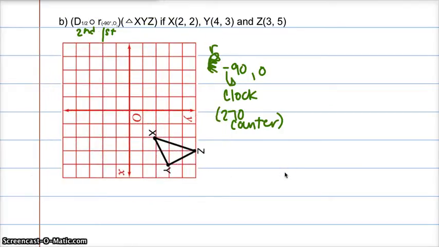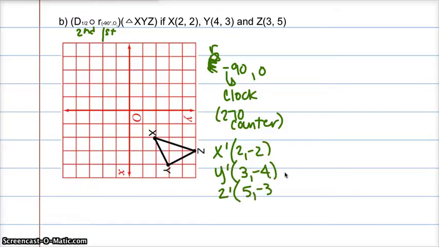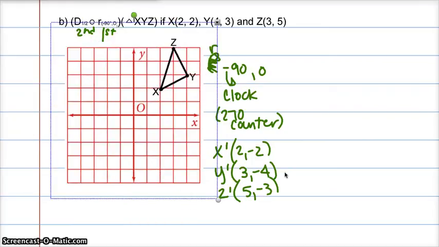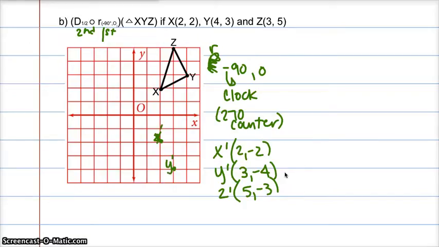Now jot the ordered pairs down as if you haven't turned them. So x prime is at 2, negative 2, y prime is at 3, negative 4, and z prime is at 5, negative 3. Take your paper and turn it back and plot those points. 2, negative 2, 3, negative 4, and 5, negative 3. So triangle x prime, y prime, z prime.